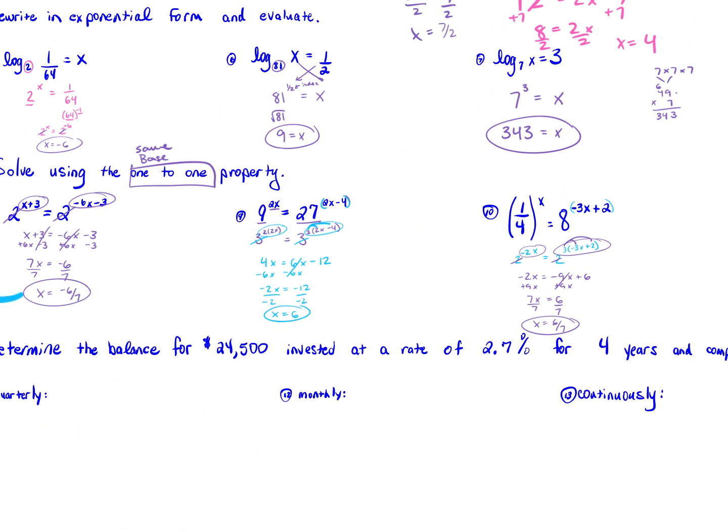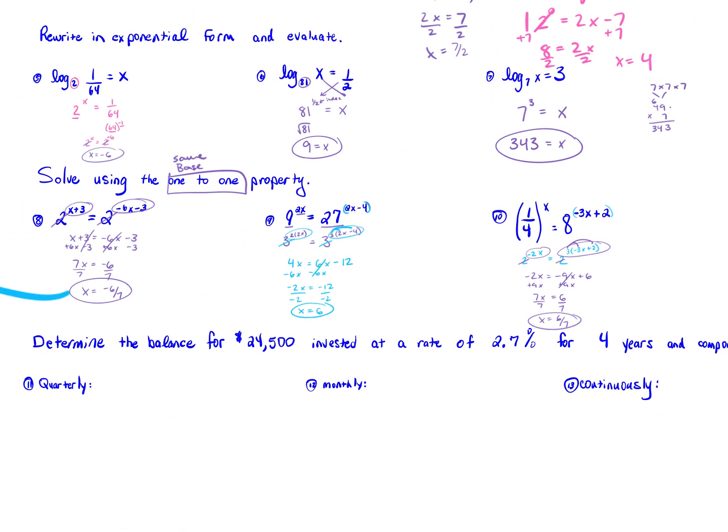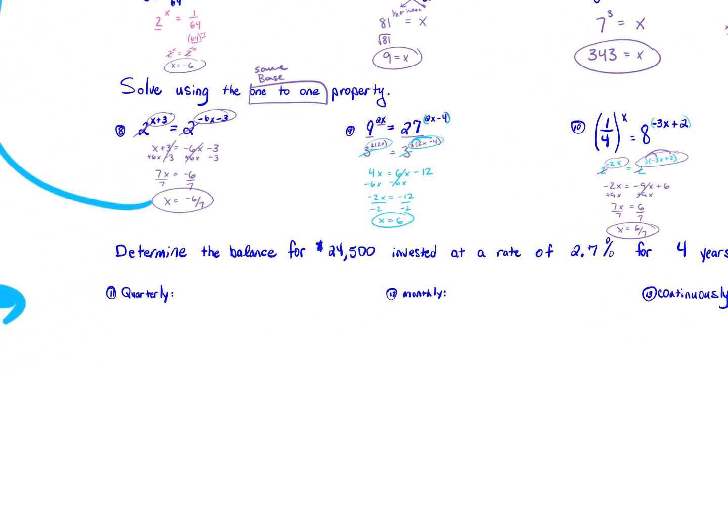All right, so that brings us to now the calculator part. So calculator questions are going to be our interest question, so the compounding interest. It says determine the balance for $24,500 invested at a rate of 2.7% for 4 years and compounded for 11, it says quarterly, 12 is compounded monthly, and 13 is compounded continuously.